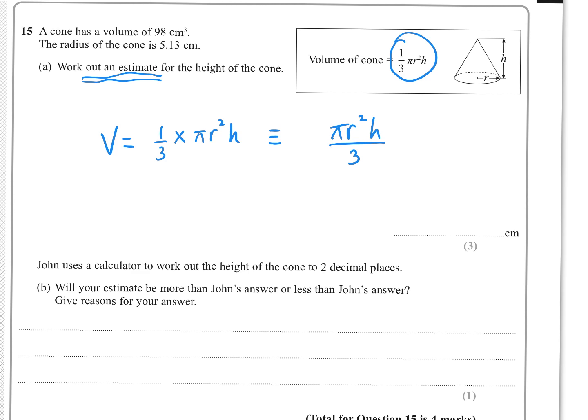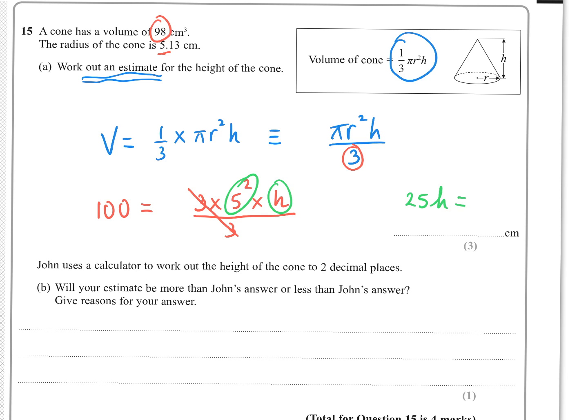Now, let's put in the numbers that we know. We know V is 98 here, so we're going to say that's roughly 100, because we're doing an estimate, don't forget. Pi, we can estimate to be 3. The radius, we can just keep as 5, so we want 5 squared, times the height that we want to find as an estimate, all over the 3 that's given in our formula, so we don't need to change that. Now this would cancel nicely here, and what we'd be left with is 5 squared, which is 25, so that would be 25 lots of h is 100.